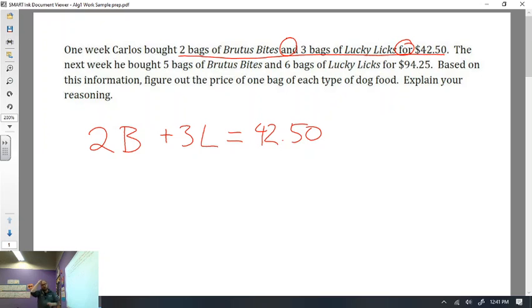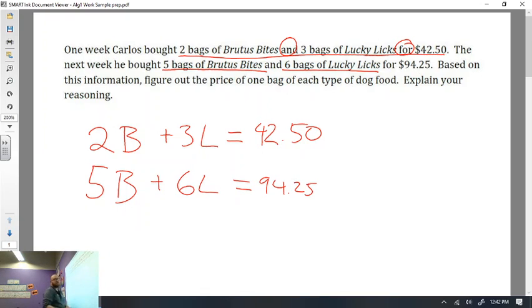Right. So now we have 2 variables in one equation. That's not enough to solve. The fundamental theorem of algebra states that if we have 2 variables, we need at least 2 equations to be able to solve. But luckily, the next week, Carlos did another shopping trip. Here we've got 5 bags of Brutus Bites, 5 B's. 6 bags of Lucky Licks, 6 L's, for $94.